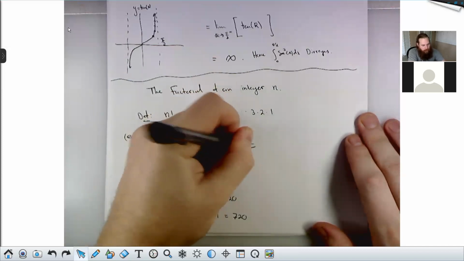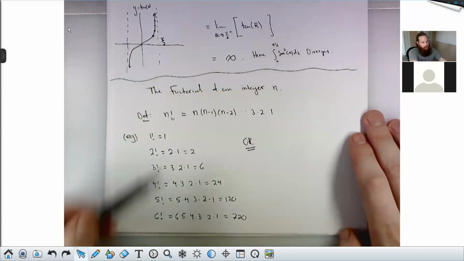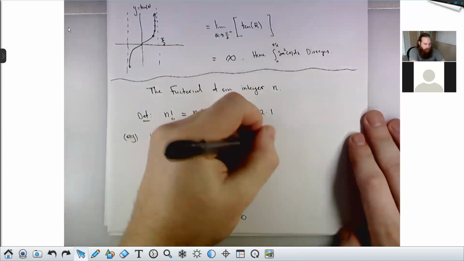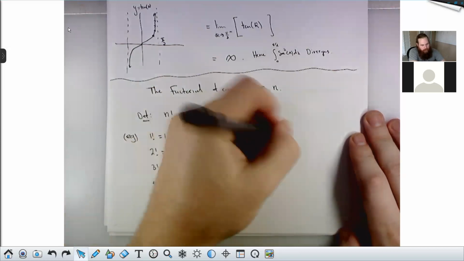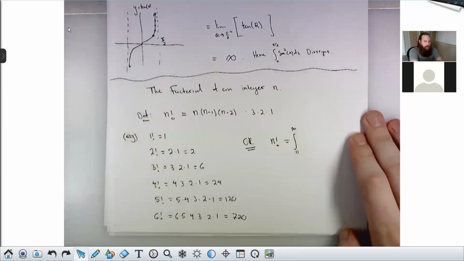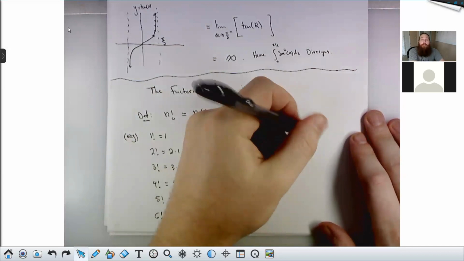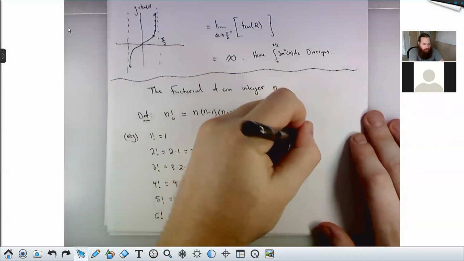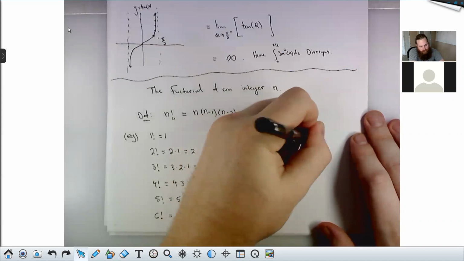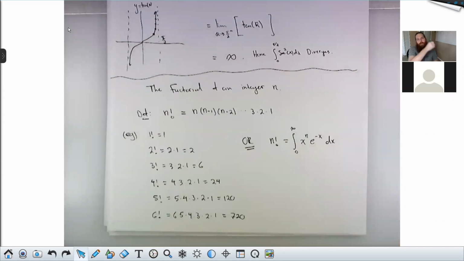So if for some reason computing a big improper integral is easier than multiplying these things, Euler noticed that if you plug in a positive integer n, make sure I get this right, to this formula, it will also yield n factorial.